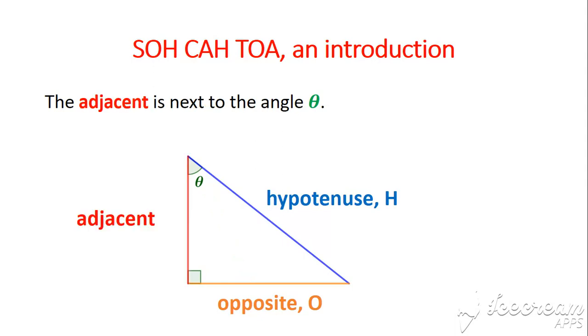And finally, the third side is called the adjacent. The adjacent is the side that's next to the angle theta. We're going to use A for adjacent, and the adjacent is the side that touches theta.